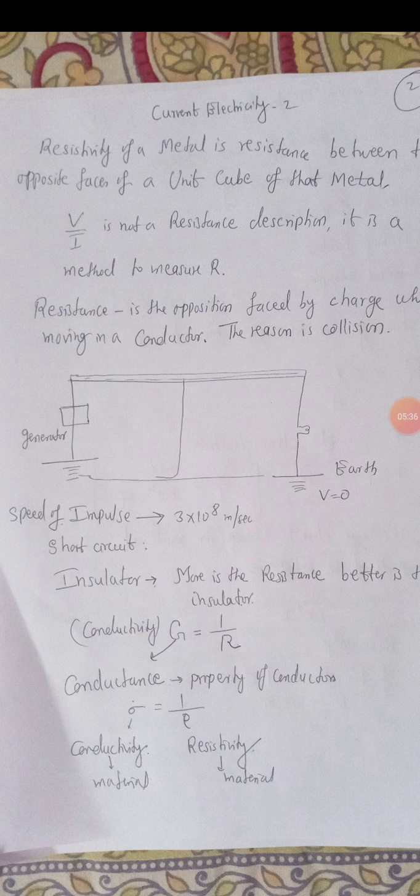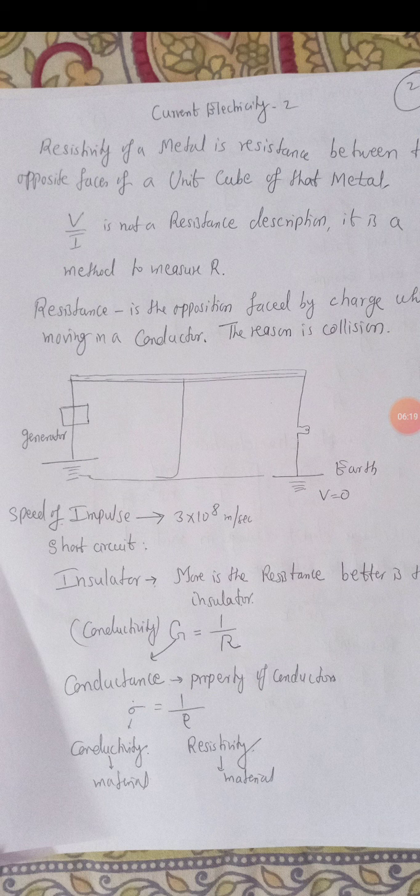I have written one word, student, if you can see on the screen, speed of impulse. And I have written it 3 into 10 to the power 8 meter per second, student. Try to understand the meaning of this. Whenever the generator or the power station switches on, it produces an impulse, and this impulse travels with the speed of light. The electrons are scattered throughout the wire. So remember, student, the electron which is there in the power station does not have to travel to our home to light our bulb.